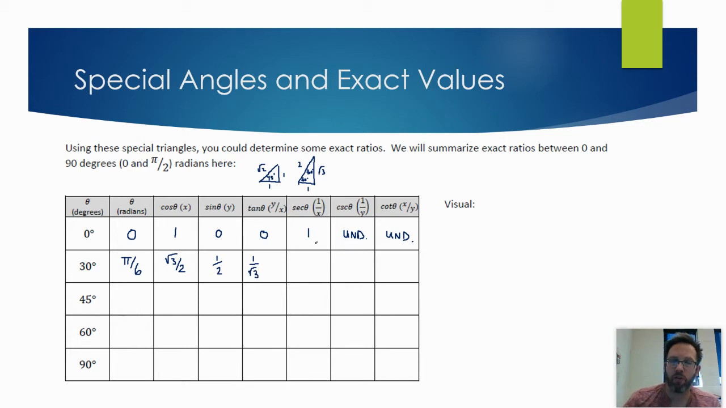And the reciprocal ratios are just the flips of these. So for secant theta we have 2 over root 3. For cosecant theta, it's just 2. The reciprocal of 1/2 is 2 over 1. And then for cotangent, it's just root 3.